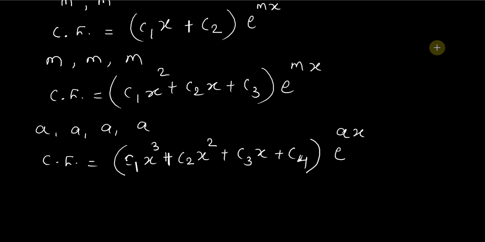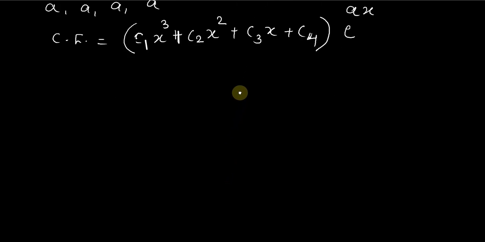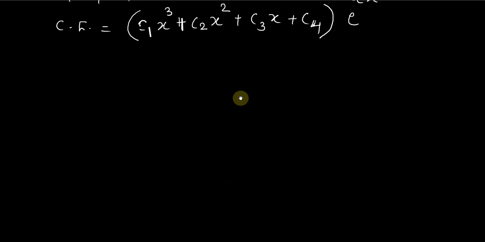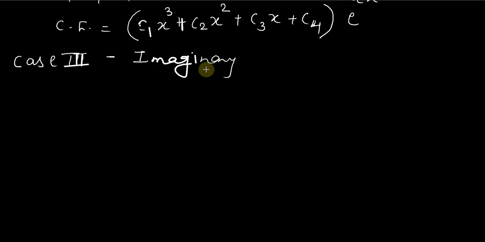Let's see the next case, case 3. For real roots, there are two cases: real roots different and real roots repeated. Let's check for imaginary roots now. Case 3. If an imaginary root appears, it appears always in a pair.